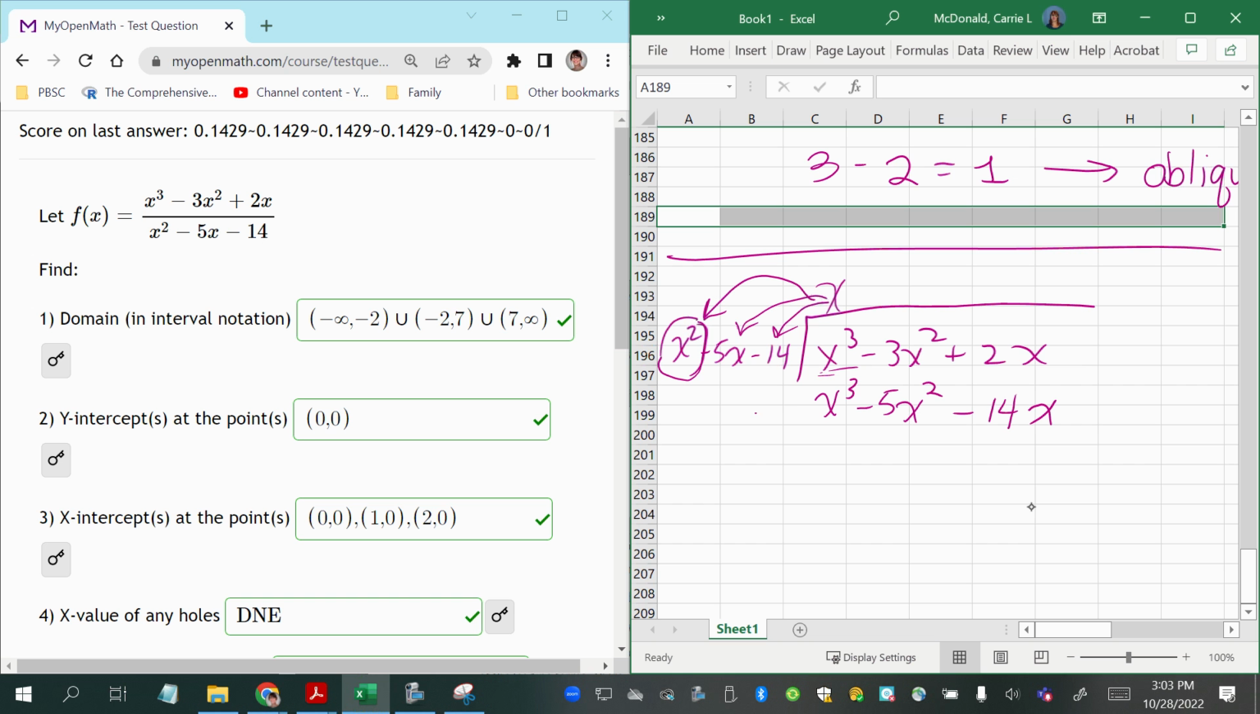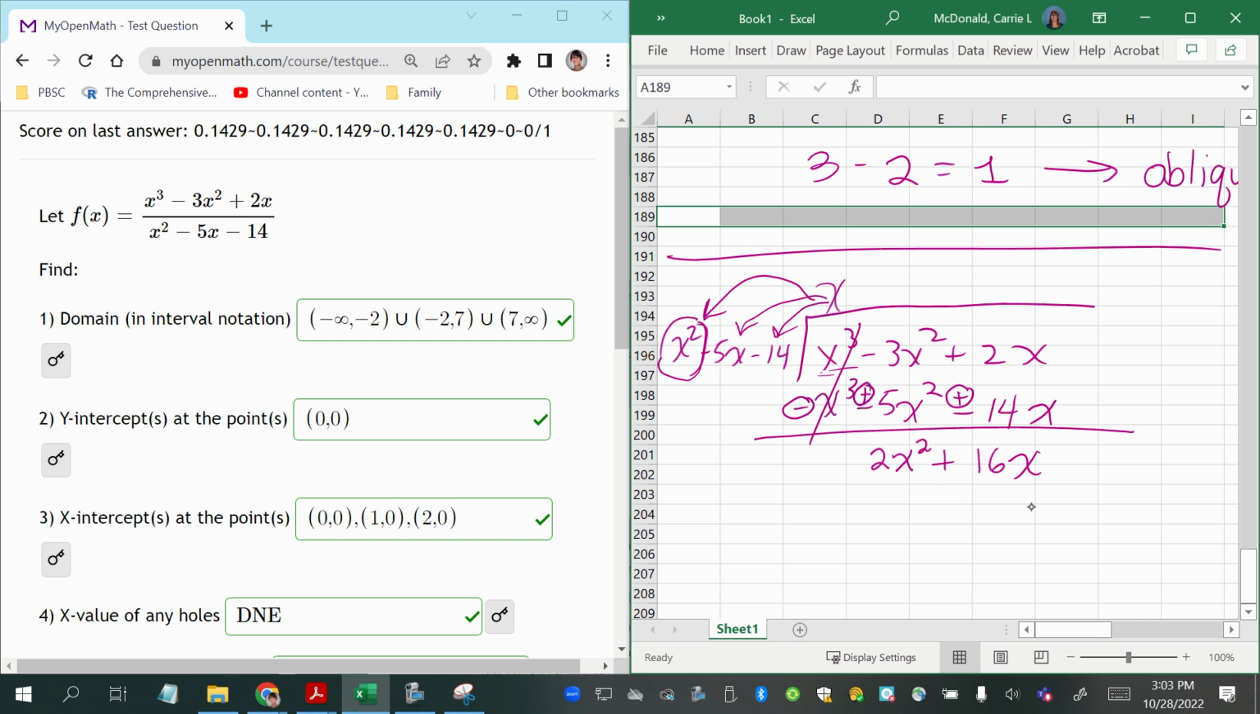Since we want to subtract this entire quantity, we need to change all the signs of all the terms in that line. So I change from a positive x cubed to a negative x cubed, from a negative 5x squared to a positive 5x squared, and from a negative 14x to a positive 14x. Then combine like terms from the two lines. So x cubed minus x cubed becomes 0x cubed. Negative 3x squared plus 5x squared is 2x squared. Positive 2x and positive 14x is 16x.